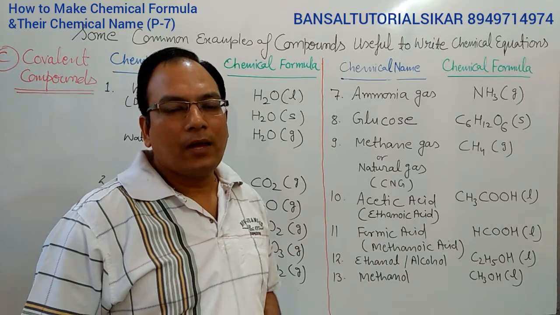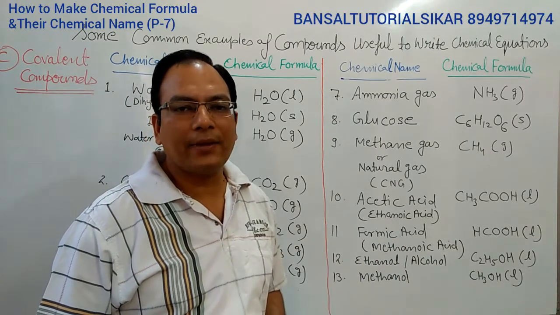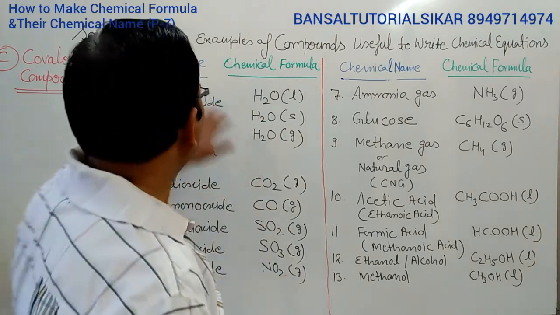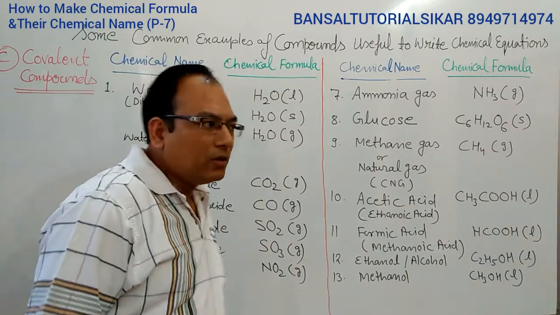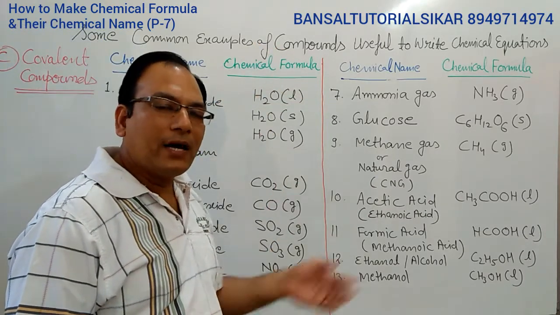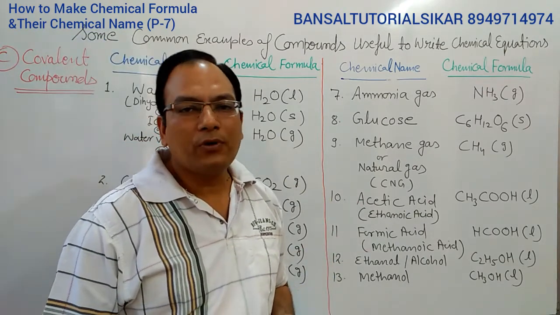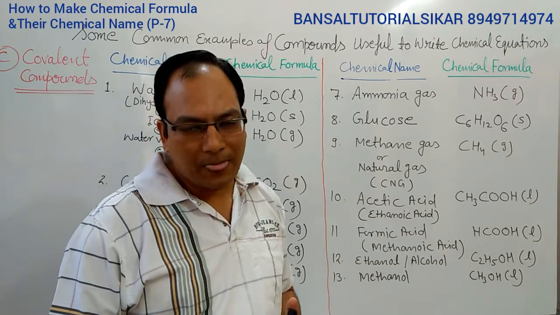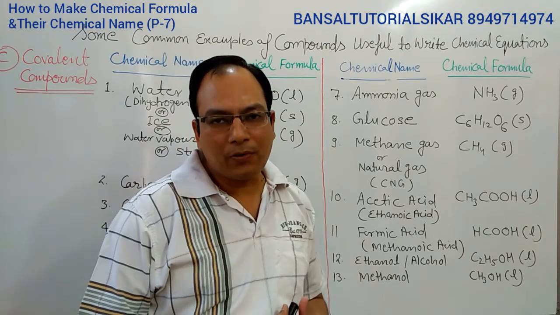Welcome again. In the world of chemistry, we are discussing how to make chemical formulas and their chemical names. In this lecture, we will discuss some common examples of compounds useful to write chemical equations. Students, these compounds are of two types. One is the covalent compounds and the other is the ionic compounds. Covalent compounds are composed of nonmetals and ionic compounds are composed of metals and nonmetals. So we are first taking non-metallic compounds, also known as covalent compounds.